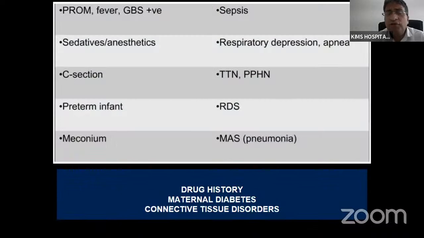When you find cyanosis, you have to see the history of PROM, C-section, preterm, RDS, meconium, sedative depression, central cause, fever causing sepsis, pneumonia. Drug history is also very important, because some antidepressants will cause Ebstein, causing severe cyanosis. Maternal diabetes is more prone for RVH, LVH, which is more right to left shunting, and more common presence of TGA. Connective tissue disorder causes cardiomyopathy and then cyanosis in view of the dysfunction.